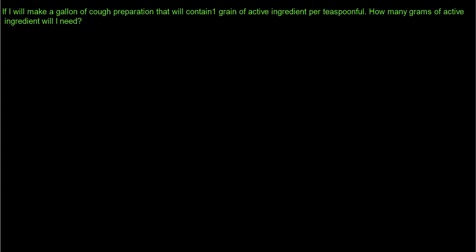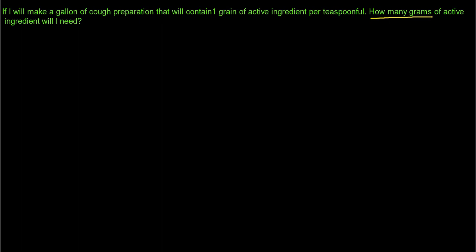All right, so here we have another interesting question. This actually is from one of the subscribers on YouTube, and the question reads, if I will make a gallon of cough preparation that will contain 1 grain of active ingredient per teaspoonful, how many grams of active ingredient will I need? So here we're looking for how many grams, quantity in grams.